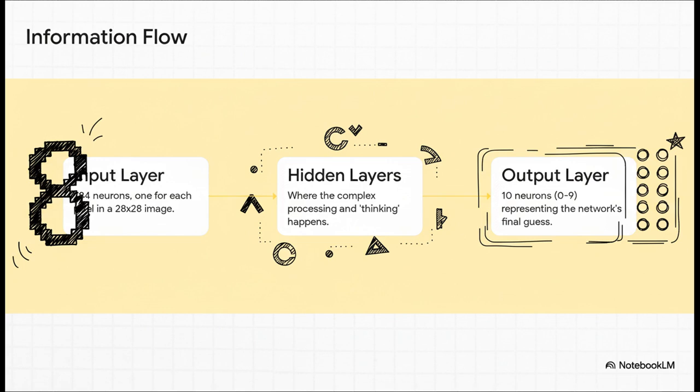Then you have the very last layer, the output layer. This one has 10 neurons, one for each possible digit, 0 through 9. Whichever one of these lights up the most, has the highest activation, that's the network's final answer. And all the stuff in the middle? Those are the hidden layers, and that's where all the real magic, the thinking, actually happens.